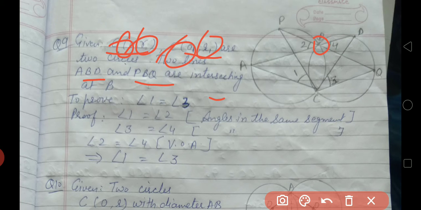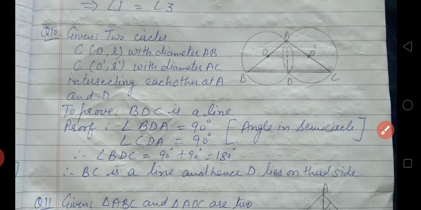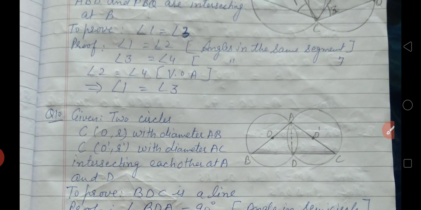We have to prove that angles 1 and 3 are equal. We know that angles 1 and 2 are equal because they are angles in the same segment. Angles 3 and 4 are also equal because they are both in the same segment. So from 1 and 2 equal, and 3 and 4 equal, we can say that angles 2 and 4 are also equal. If 2 and 4 are equal, we can say that angles 1 and 3 are also equal. So this is the solution of the 9th question. That's all for today.